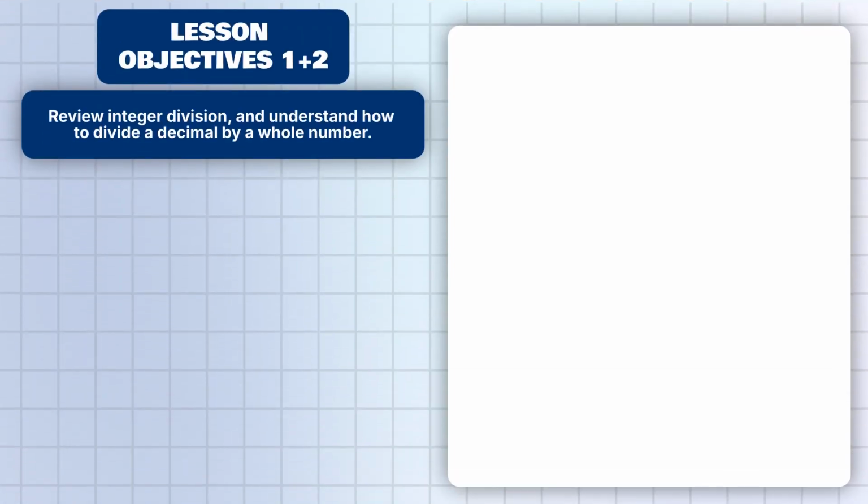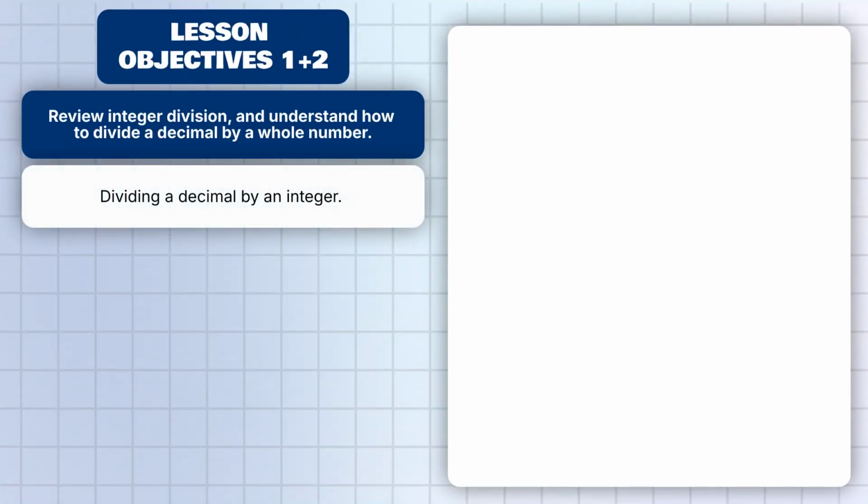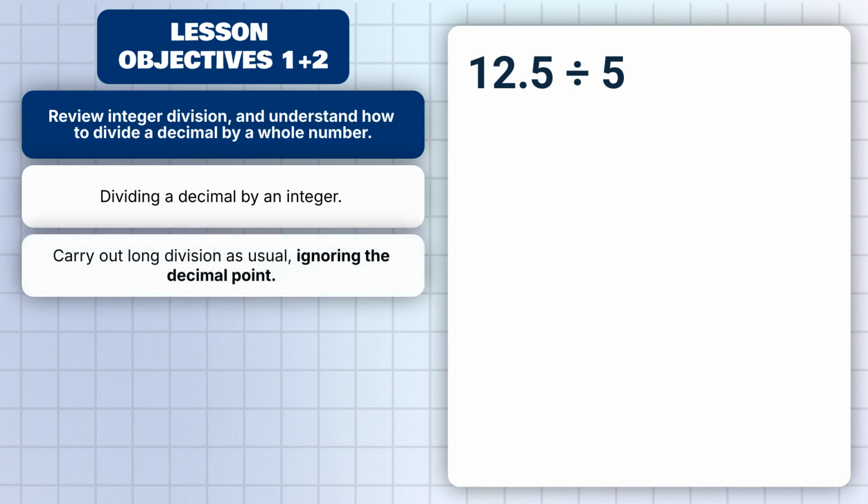We'll start with the simple case of dividing a decimal number by a whole number and then move on to the more complex case of dividing one decimal by another. Consider finding 12.5 divided by 5. What we want to do is just carry out long division as usual, ignoring the decimal point. So we lay the operation out in the following way.